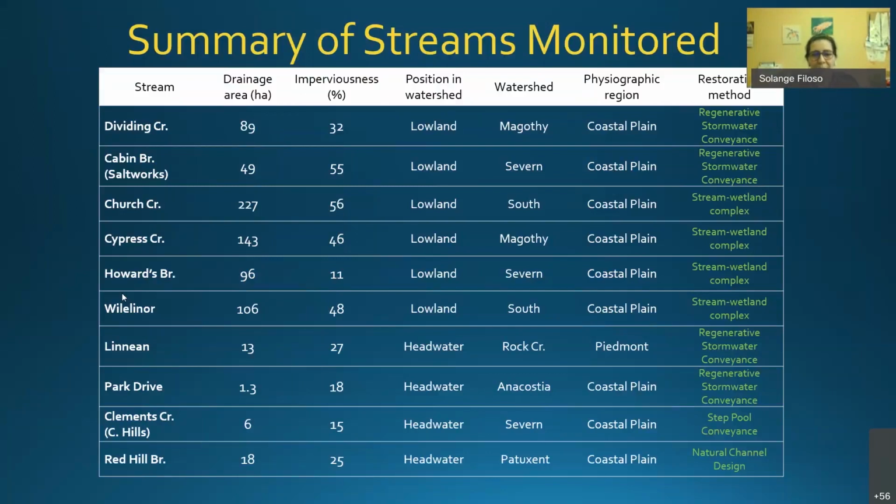It's amazing that for the past 10 years or so, I have spent most of my life inside of streams, sampling and monitoring to quantify the efficacy of restoration. This is a list of streams that I have monitored in the past decade. You can see that they have different size watersheds and different levels of imperviousness. Some of them are lowland streams, some are headwater streams. They're in different watersheds, most of them in the coastal plain. I do hope to monitor more streams in the Piedmont. They also have been restored with different restoration methods. I'm going to show you soon what we have found about what is happening with restoration, and if it's doing what we are hoping. Next, please.